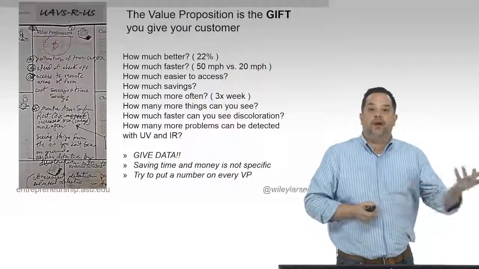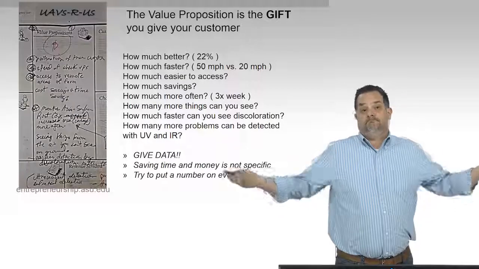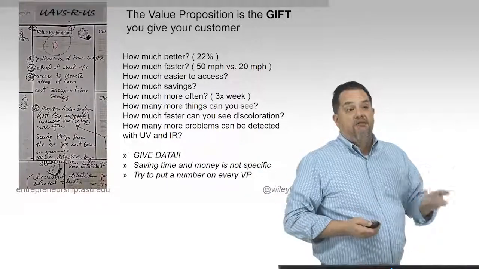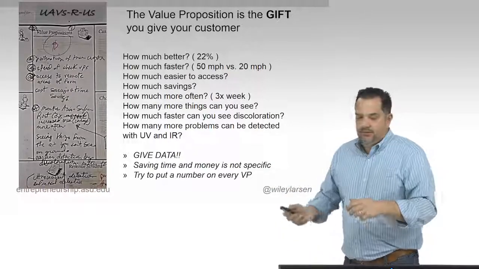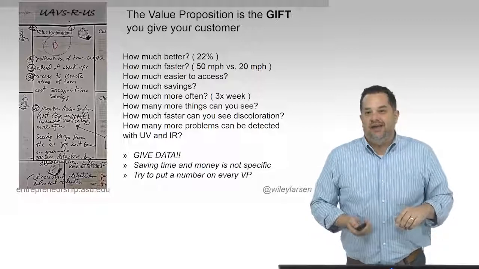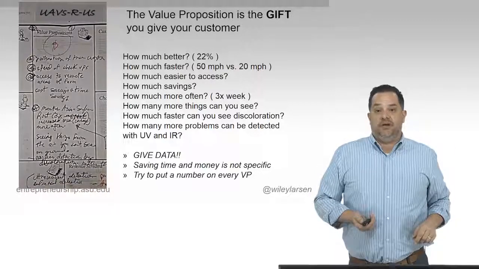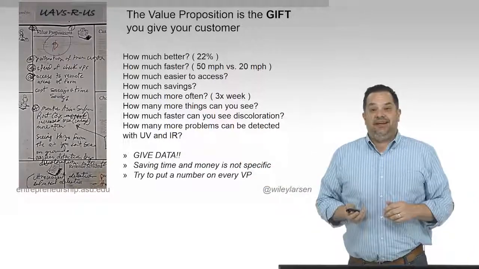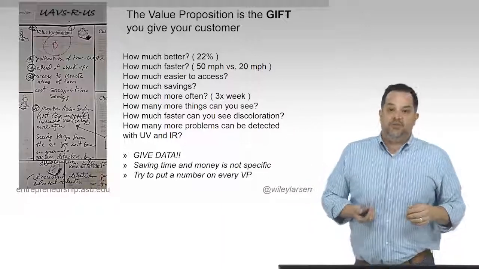So when we look at the pollination of a tree crop, we're going to ask ourselves, how much better is the pollination? Maybe it's 22%. If I look at the speed of how fast I can check my crops, if I'm on a four-wheeler, I can probably only go, on that ATV, 20 miles an hour down that field, where my drone can go 50 miles an hour. Right now, it's just a guess, right? But what we know is that we have to find a way to put a number on the value propositions.